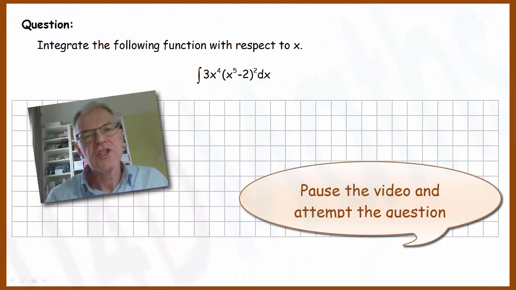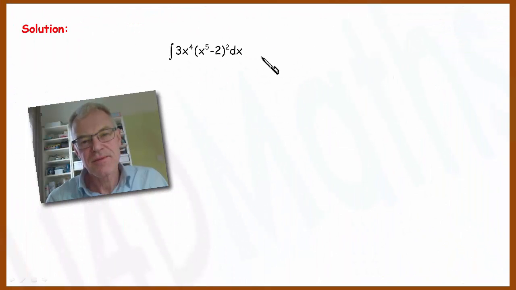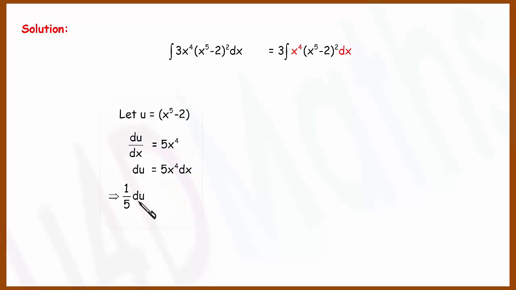So here's a question that you could try. Integrate the following function with respect to x. First decide on a suitable substitution and then go ahead and integrate. So we can rewrite the integral by taking 3 outside to give the following. And if we let u equal x to the power of 5 minus 2, du dx becomes 5 times x to the power of 4. Cross multiplying gives du is equal to 5x to the power of 4 times dx. And if we divide both sides by 5, we get 1 over 5 du is equal to x to the power of 4 times dx.